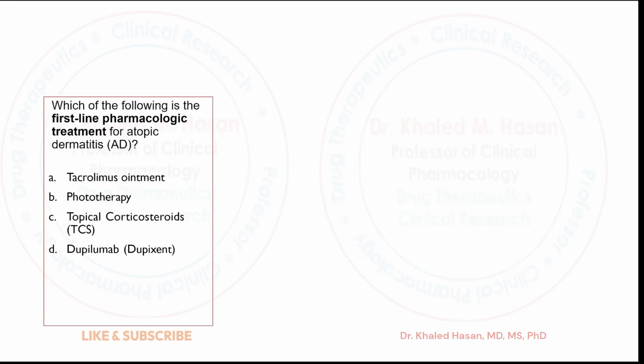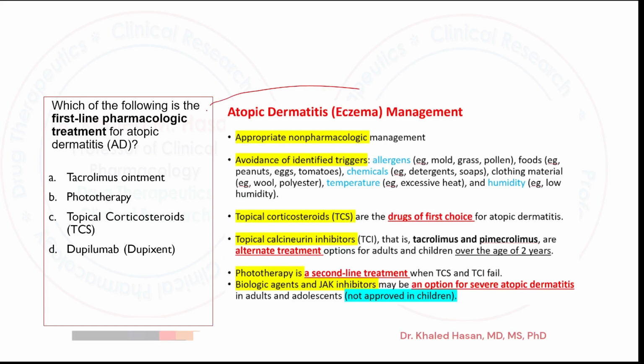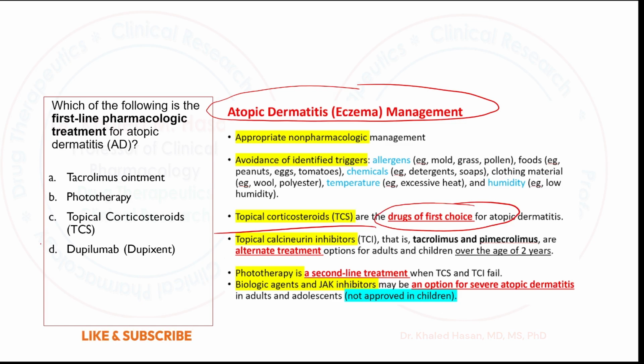Okay, next question. Which of the following is a first-line therapy for atopic dermatitis? Tacrolimus, phototherapy, topical cortisone, or dupilumab, Dupixent? What is the first-line therapy for atopic dermatitis? As you can see here, for atopic dermatitis, the first-line therapy, the drug of choice, is topical cortisone, TCS.